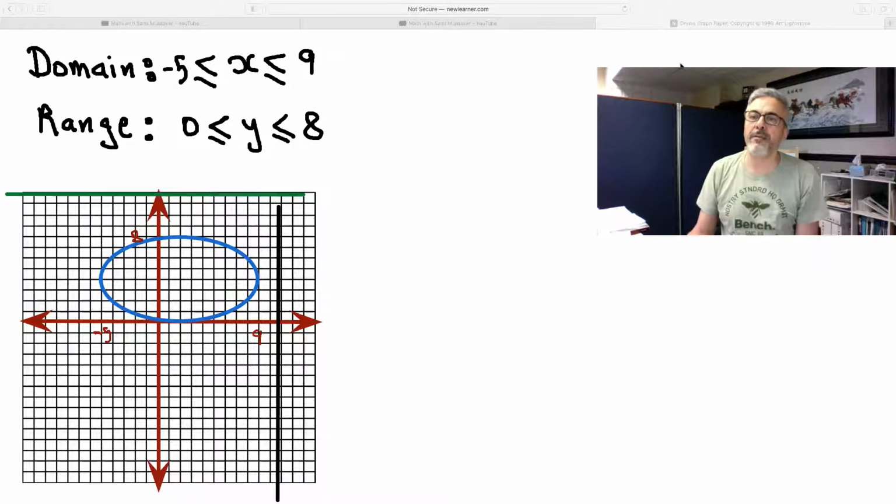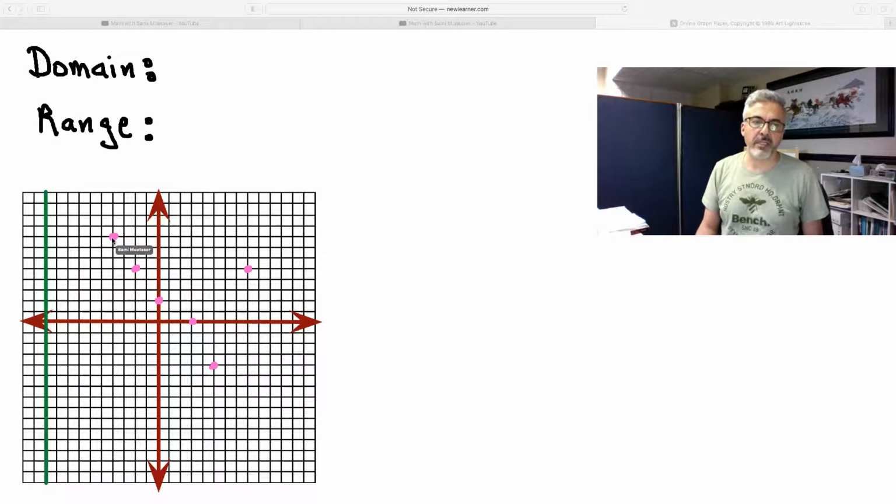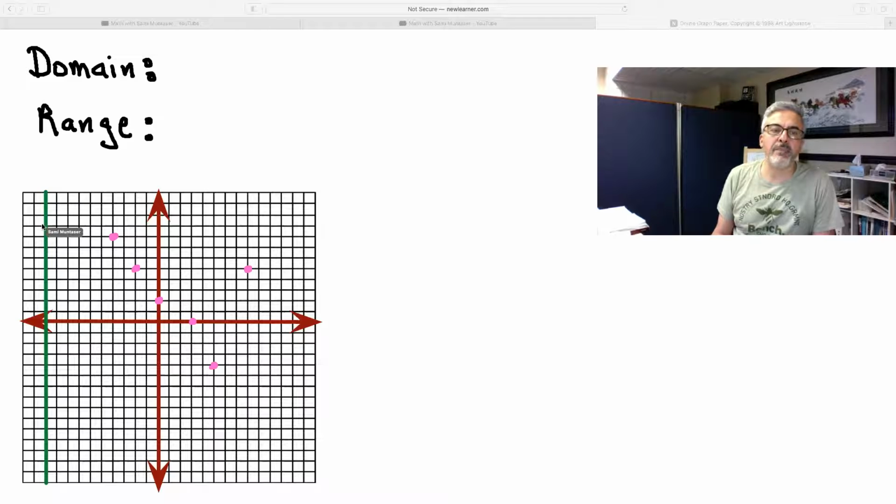I'm going to show you another one. So now I'm doing the domain for this graph right here, which is just those pink dots all over the place. Again, the green thing is my scanner. When I'm doing domain, I'm scanning horizontally, so I'm moving this way. I take my scanner right here and start moving. Remember the scanner beeps every time you touch the graph. So you get beep, stops, beep, stops, and that's it.